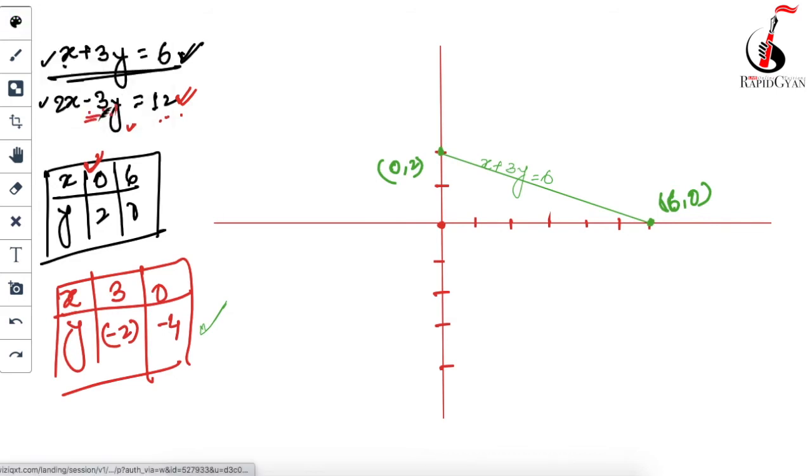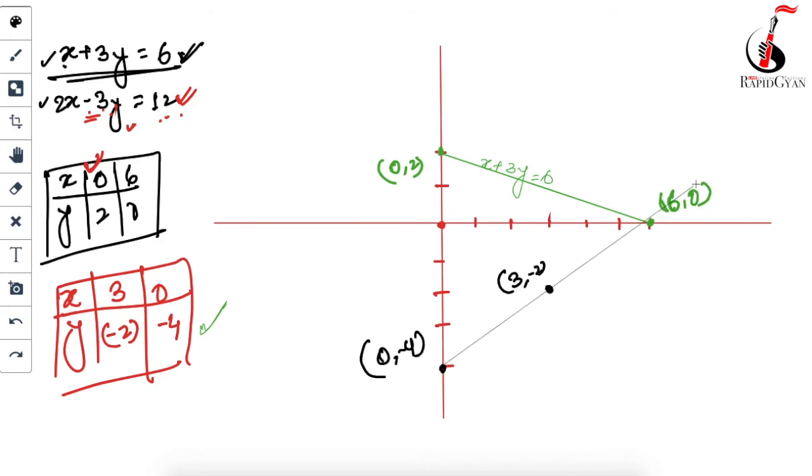Okay. So next one is 3 comma minus 2. So x is 3, y is minus 2. So this will be somewhere here. So this is your 3 comma minus 2. Next one is 0 comma minus 4. So this point will be 0 comma minus 4. Okay. Now what I will do, I will simply join these points.